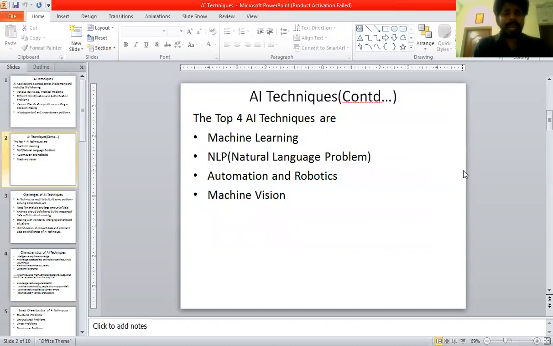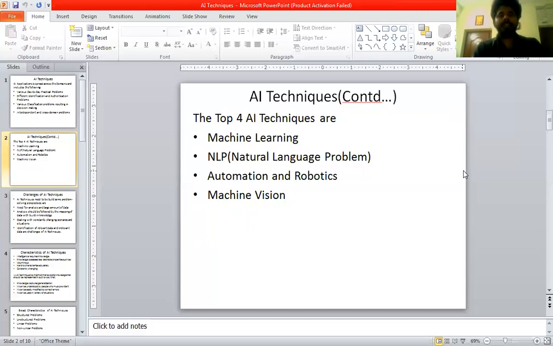What is meant by NLP? Natural language processing, shortly represented as NLP, is an artificial intelligence technique that deals with the interaction between computers and humans using natural language. This is a recent trend now, and many applications come under natural language processing.